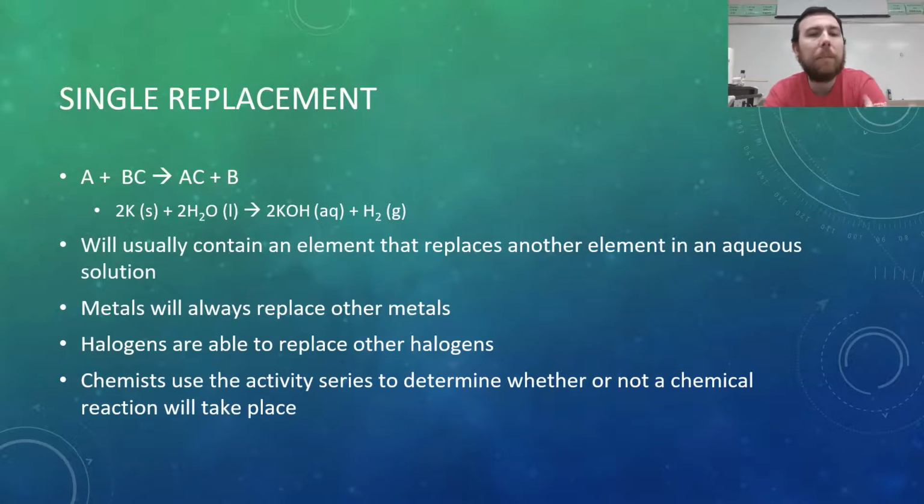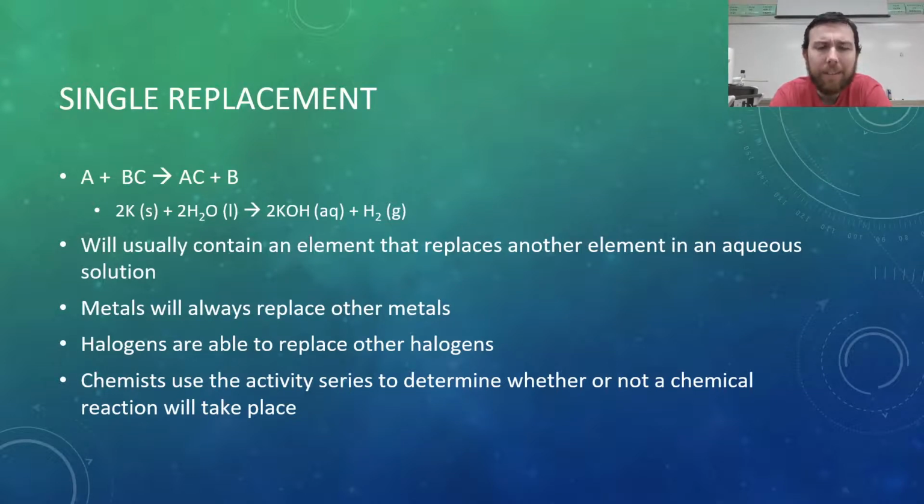Okay, there can be instances where you have a nonmetal replacing another nonmetal. That's really going to be only with your halogens. So if you've got a reaction where fluorine is reacting with sodium chloride, then the fluorine is going to replace the chloride ions in sodium chloride. Right? So halogens are able to replace other halogens.